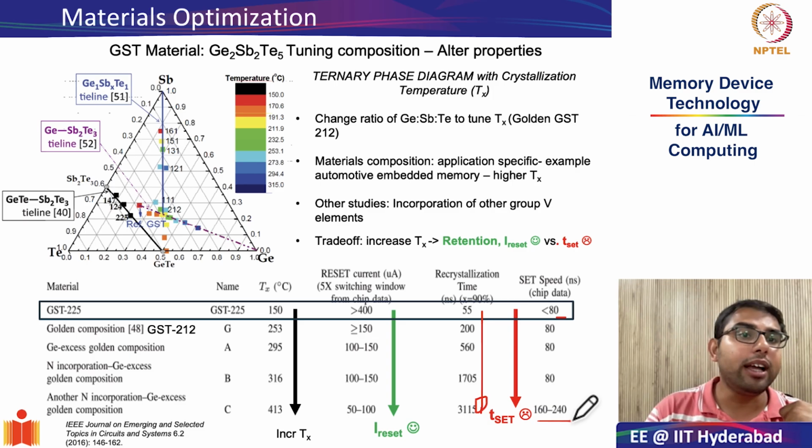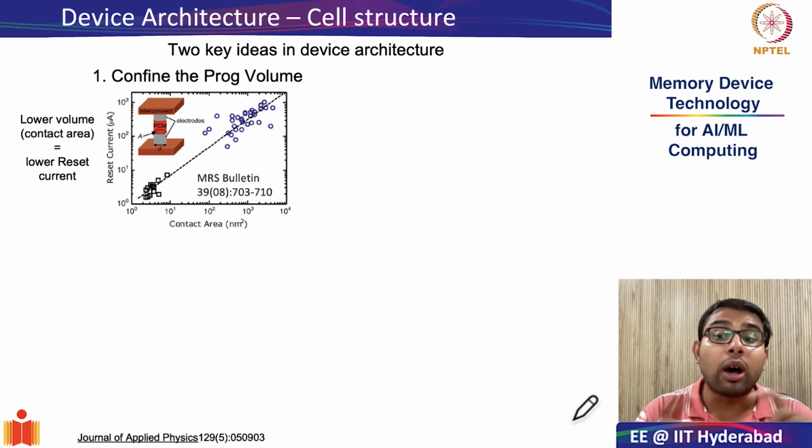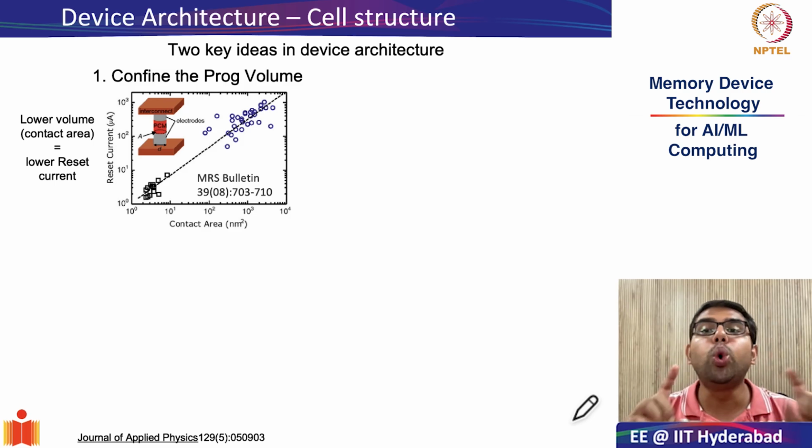Okay, with this understanding, let's start to look at or focus on the device design or the cell architecture. How do you design the cells so that you get very efficient switching characteristics? Now, this is guided by two key principles. So, the first principle is that you need to confine the programmable volume. Now, what is this programmable volume?